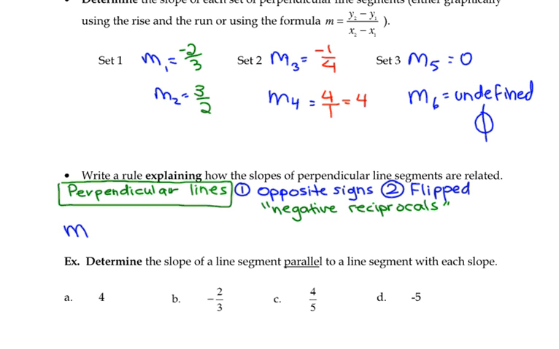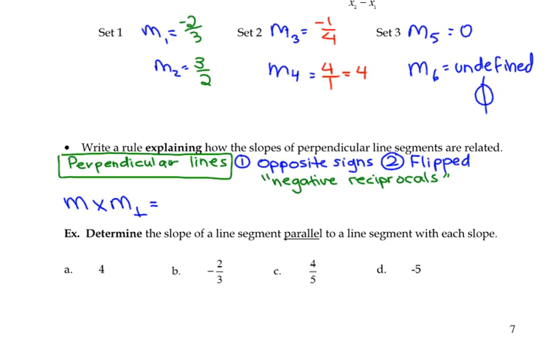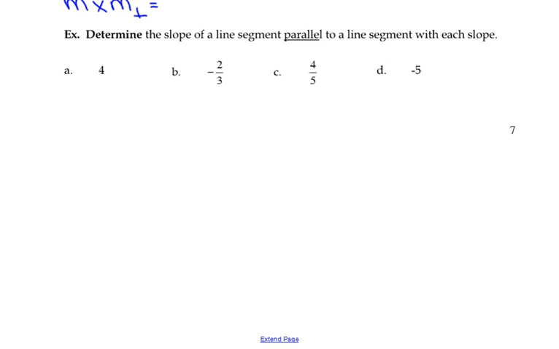If I take my slope and I multiply by its perpendicular slope, it'll always equal something. So let's talk about what that something is. I'm just going to go down here for an example. You don't have to write this, you can just watch. If my slope is 2/5, what is my perpendicular slope? -5/2, so opposite sign, and flipped.